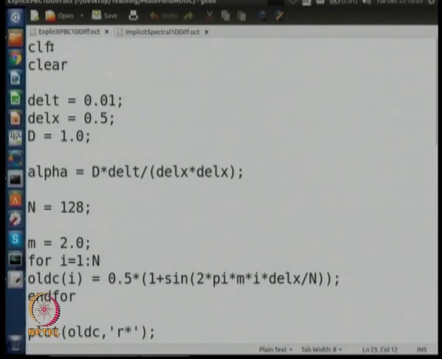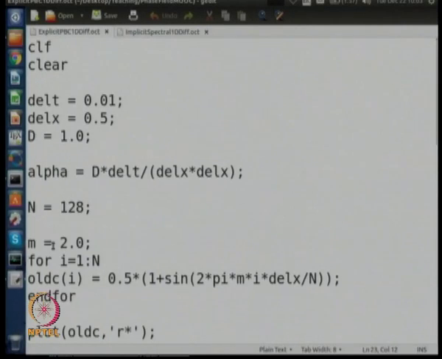So, we have the figure clear and then clear all data that might be there, and delta t is 0.01 and delta x is 0.5, D is 1. So, alpha is defined as D times delta t by delta x squared, it is 128, and because delta x is 0.5, m should be equal to 2.